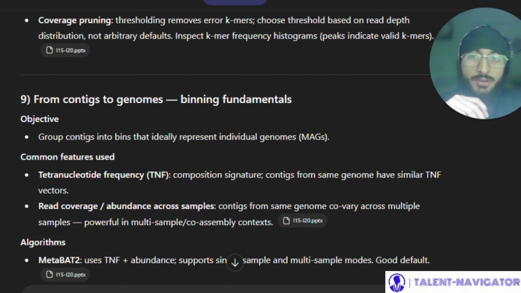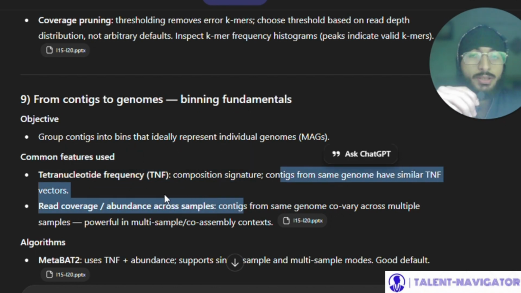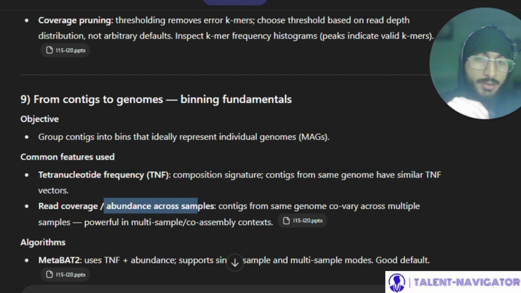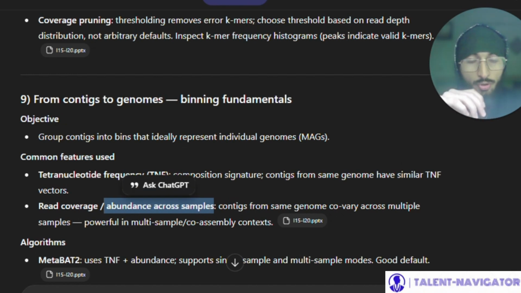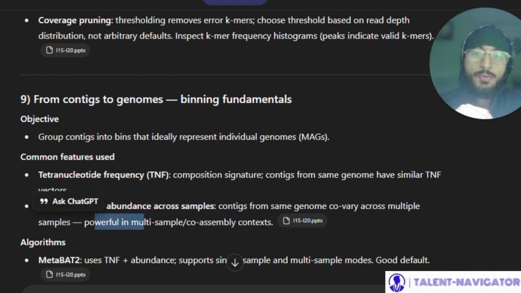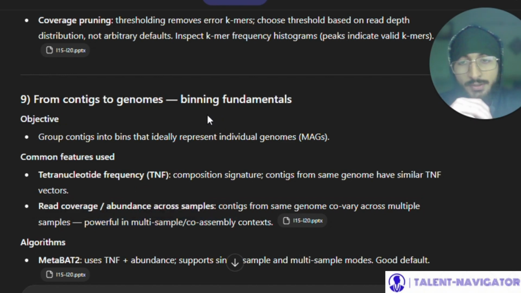Right, moving on from contigs to genomes. The objective is to group contigs into bins that ideally represent individual genomes, MAGs. Common features used are tetranucleotide frequency (TNF), a composition signature, since contigs from the same genome have similar TNF vectors, and read coverage, that is abundance across samples. Contigs from the same genome co-vary across multiple samples, which is powerful in multi-sample and co-assembly contexts.